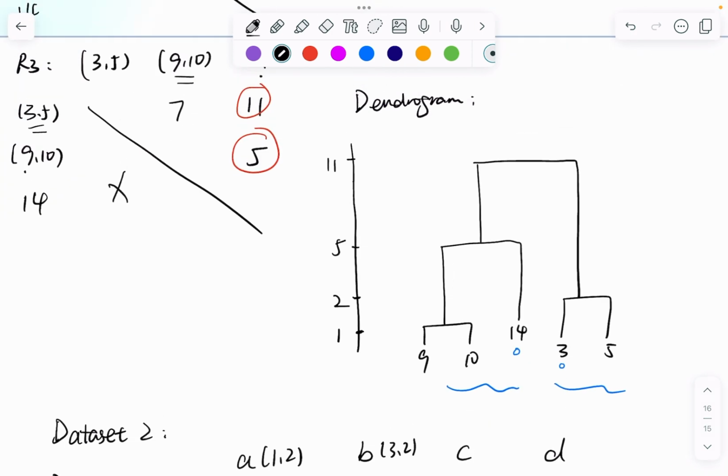And for the final clustering, you can cut them at different lengths. For example, if you cut here, you will have final 2 clusters. This is 1, this is 2. Okay, but you can also cut here, and then you will get 3. This is 1, this is 2, this is 3. So how to cut this cluster is also decided by you.